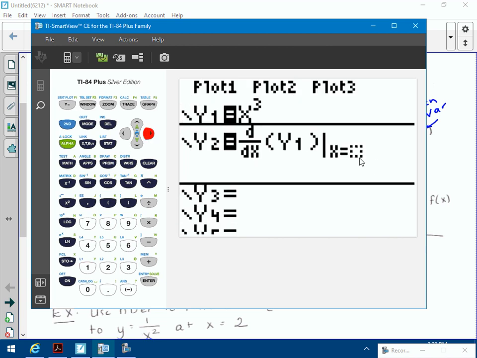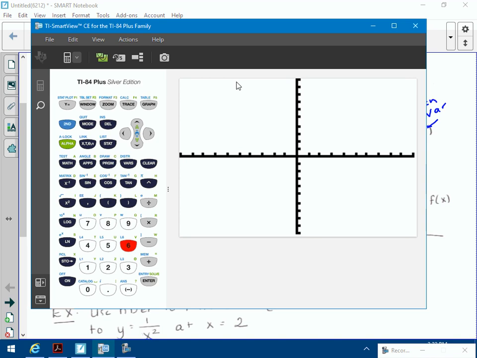But instead of a specific x value to evaluate, if I want it for all x values, I just put x equals x there. And then when I go zoom standard, you're going to see the original parabola, or sorry, the original cubic, x cubed. And then the derivative is this parabola, right there.